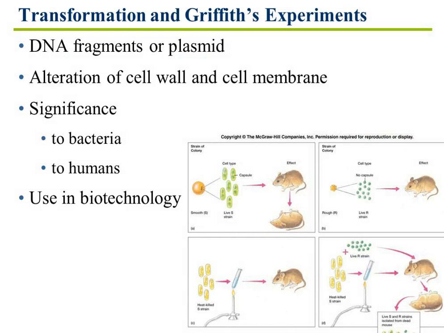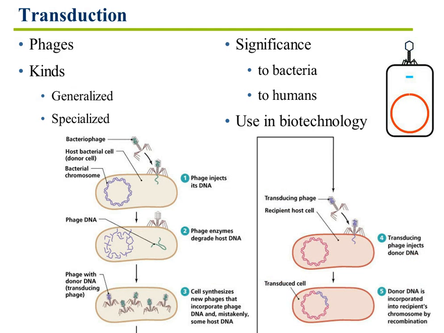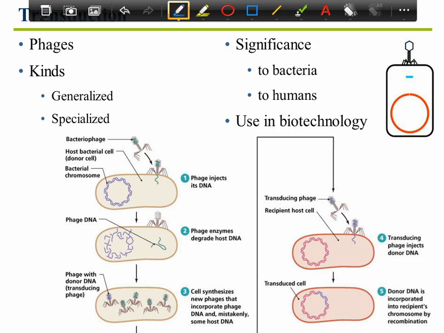Okay, so let's go to the second mechanism. Second mechanism involves a virus. Transduction. The name for viruses, phage. Phage means virus. Okay, now look over here, and let me take you through what a virus does. There's a virus. By the way, this is a bacterial virus. That's a bacterial cell right there.